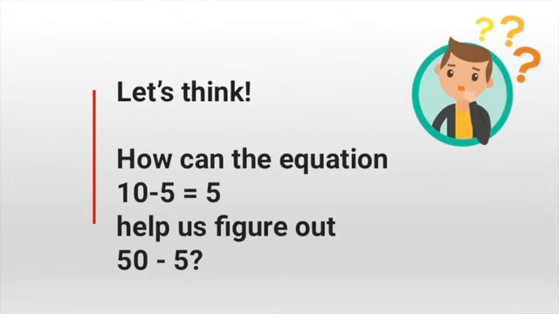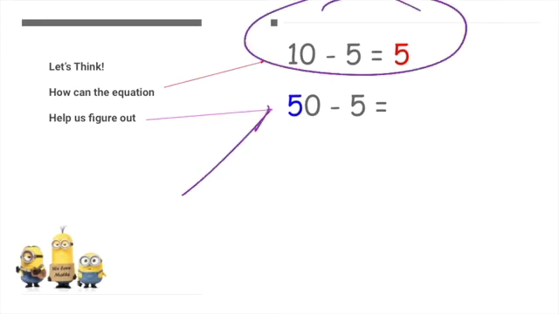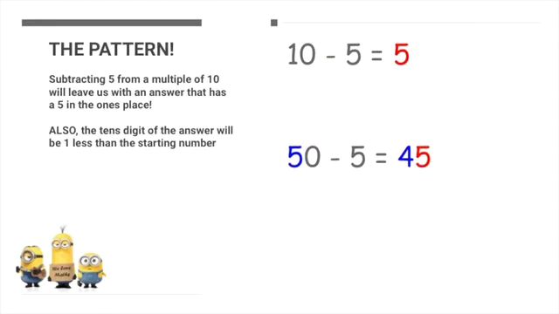How can the equation 10 minus 5 equals 5 help us figure out 50 minus 5? How can that help us? Looking at these equations, how can knowing this help us just pop right into solving that equation? The pattern, of course, the pattern. Subtracting 5 from a multiple of 10 will leave us with an answer that has 5 in the ones place.